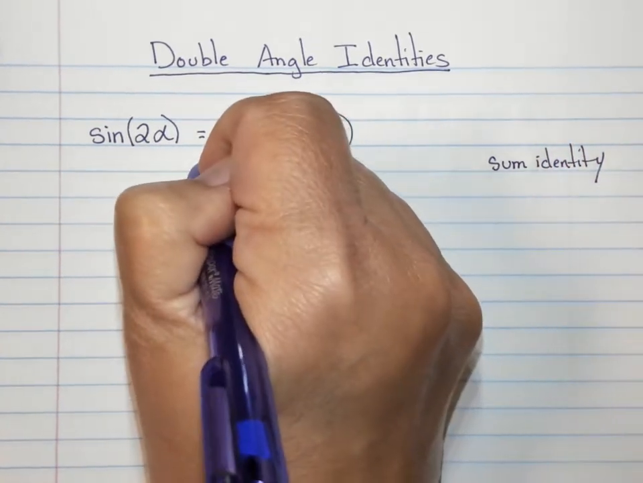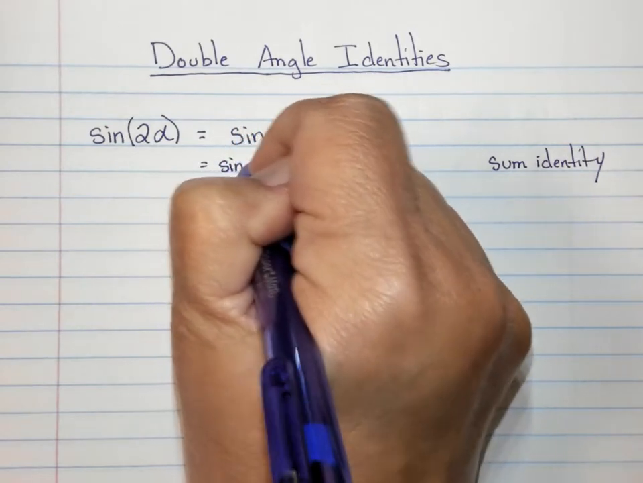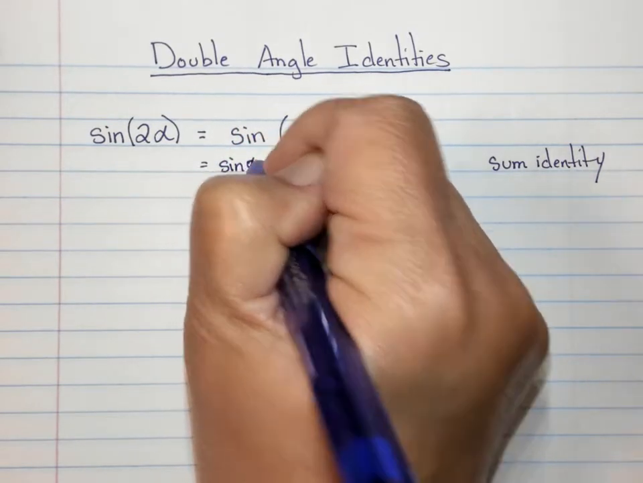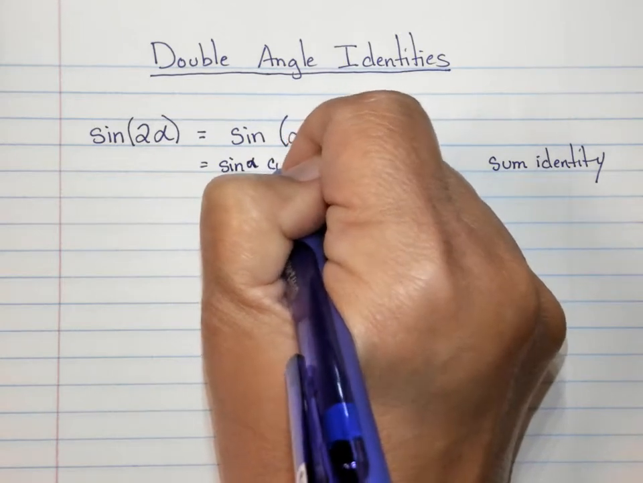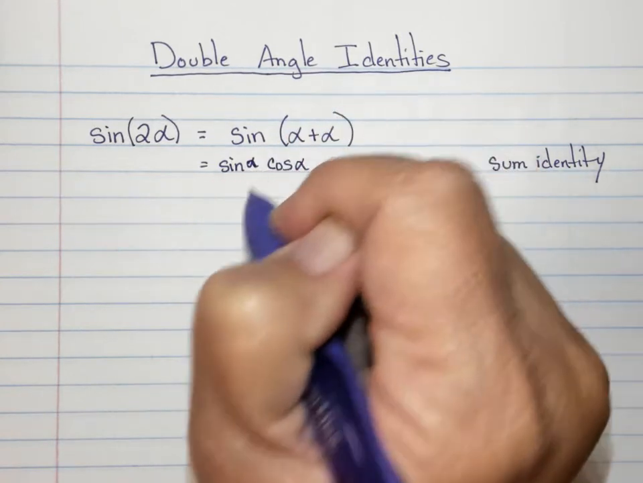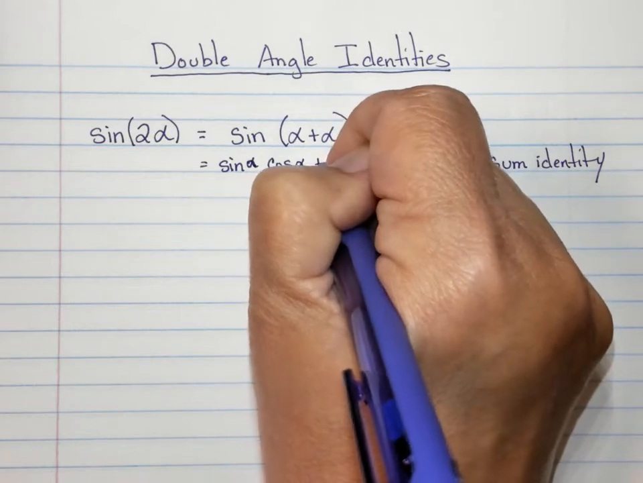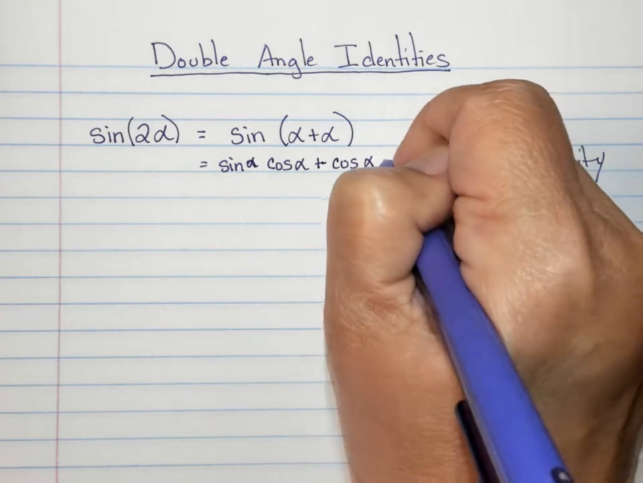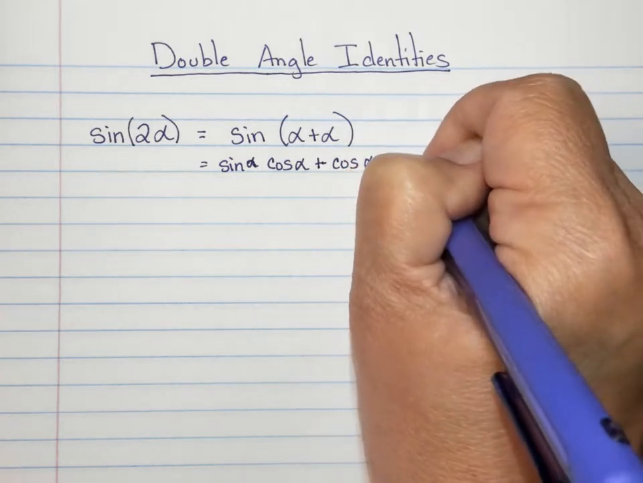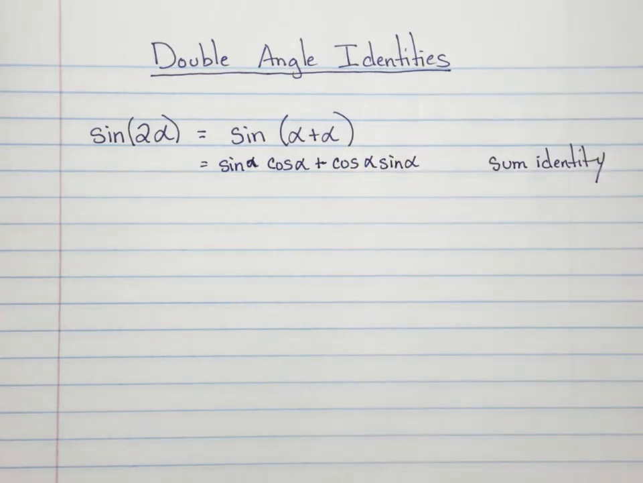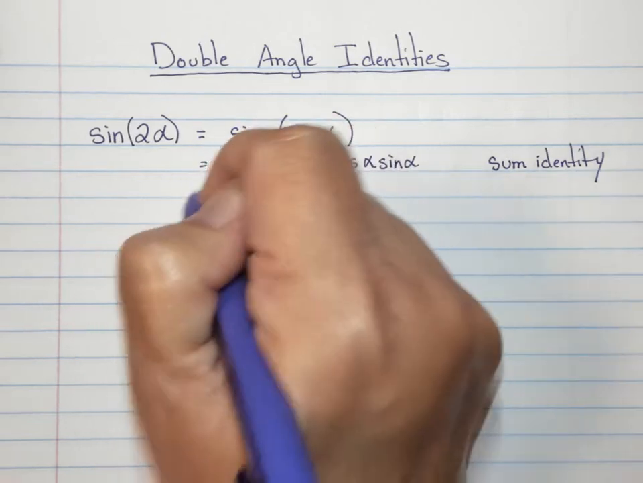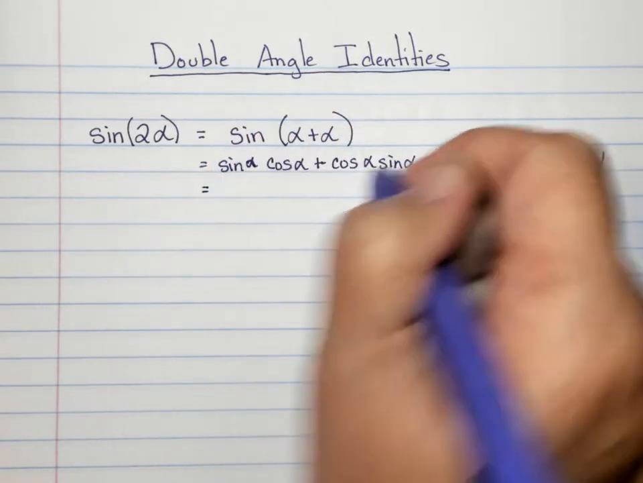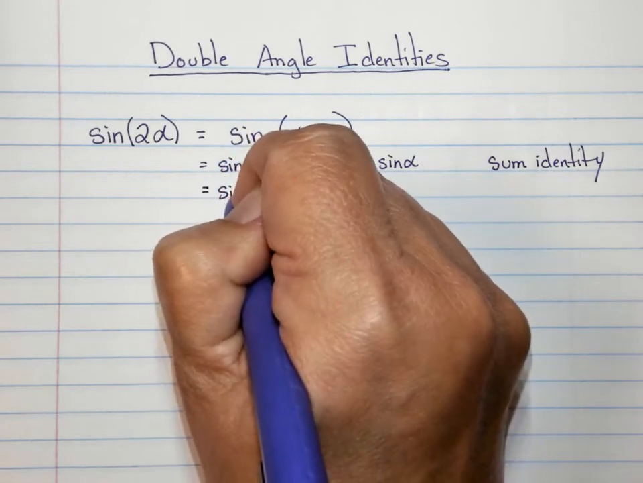So the sum identity for sine says sine of the first angle, alpha, times cosine of the second angle, which is also alpha, plus cosine of the first angle, which is alpha, times sine of the second angle, which is also alpha. Alright, now let's just take a look at this second term. I'm just going to bring the first term down.